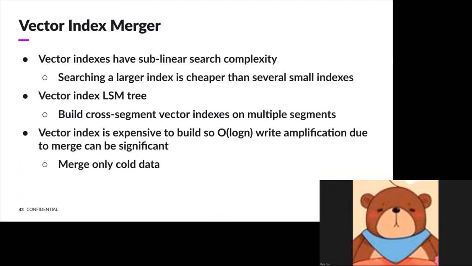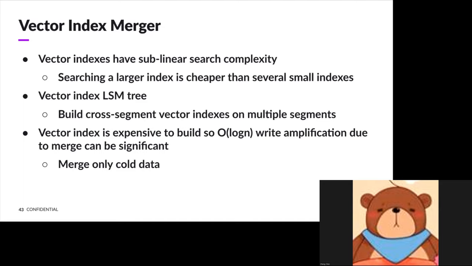Similar to other segment indexes, vector indexes have sublinear search complexity, and therefore searching a larger index is cheaper than several small indexes. So we also have a vector index module that builds a vector index LSM tree. The background vector index module periodically builds cross-segment vector index on multiple segments. Unlike hash index, there are no two-level indexes here. The cross-segment vector index is just a regular vector index, but spans across multiple segments. This does come with additional O(log N) write amplification due to index merge, and it's more significant here because vector index is expensive to build. So we do merge less frequently, and we only do it on cold data.